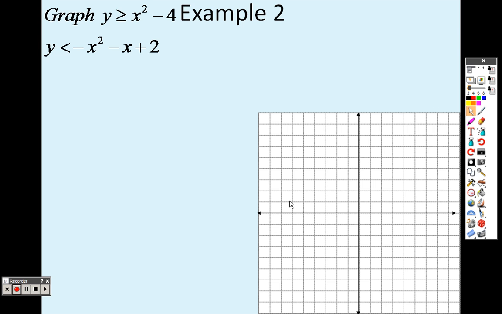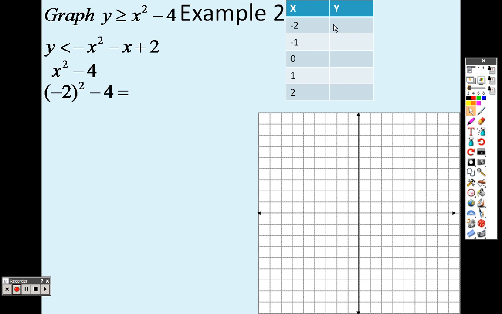Example 2, and now I want to graph two inequalities. Once again, you just see where they overlap. So let's take a look at the first one. I plug in -2 and I end up getting 0. I'm plotting them now, so (-2, 0) is right there.